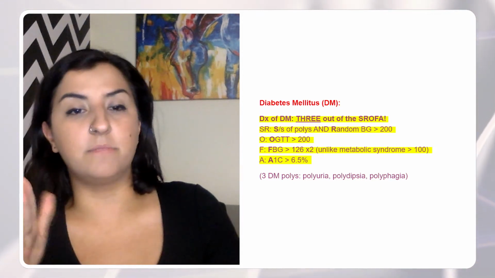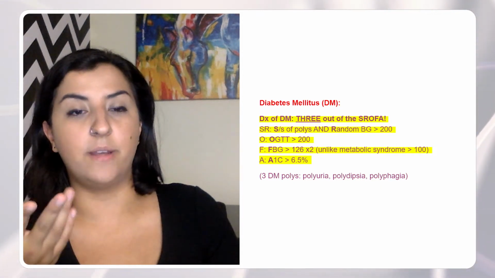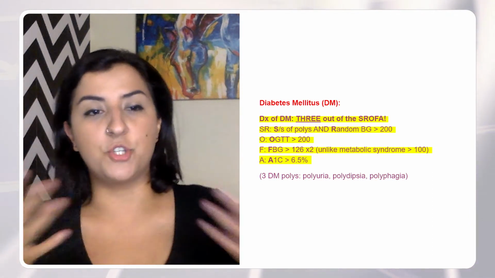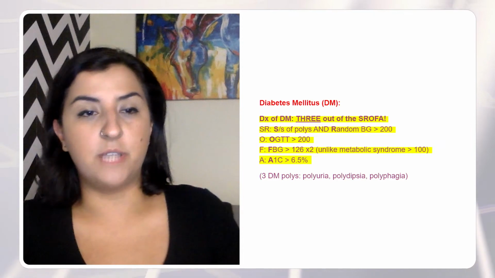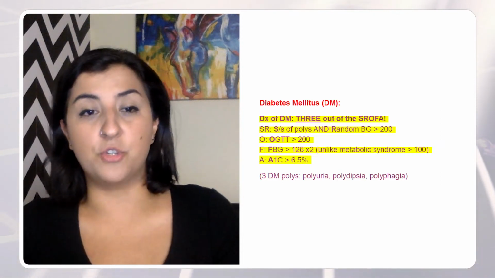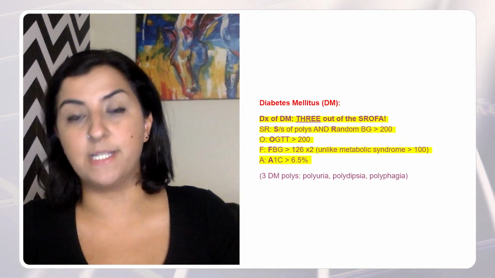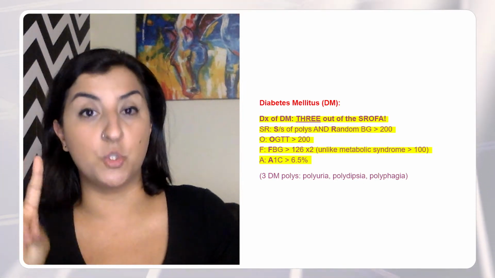But we're not going to confuse ourselves with that. But I had to write it over there just because I wanted to show the difference between the two. But to diagnose diabetes, the F in STROFA stands for fasting blood glucose over 126 twice. Okay, you got to do this twice.